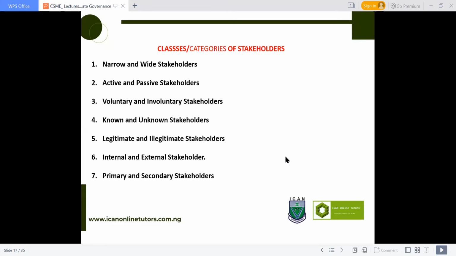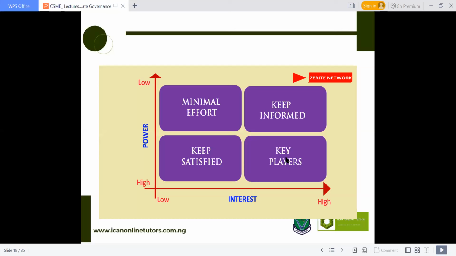Let's now talk about these metrics. This is what we call the Mendeley metrics. This 2x2 matrix that you're looking at now was developed by Mendeley. We call it the Mendeley metrics.